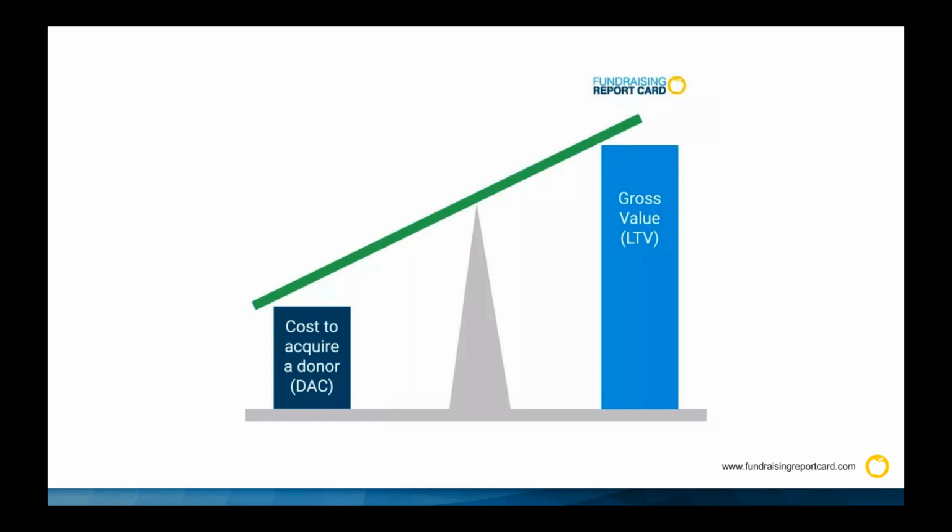Over on the left, we have the donor acquisition cost, the cost to acquire a donor. And over on the right, we have the gross value, or the lifetime value, of the donor. You always want your pendulum, or you want your chart, to swing this way. You always want acquisition costs to be less than the lifetime value of a donor.